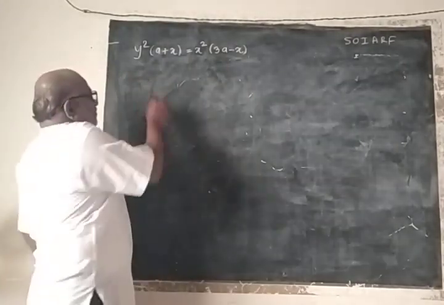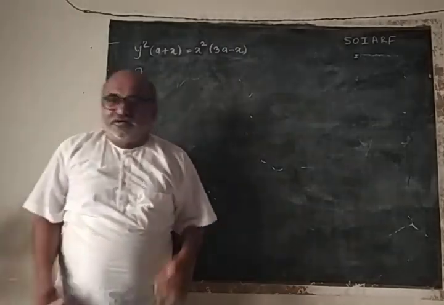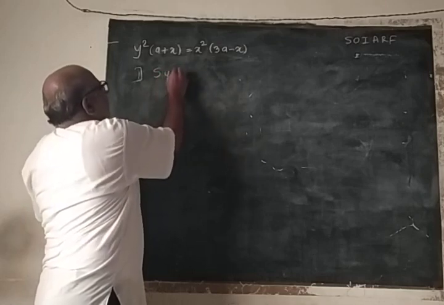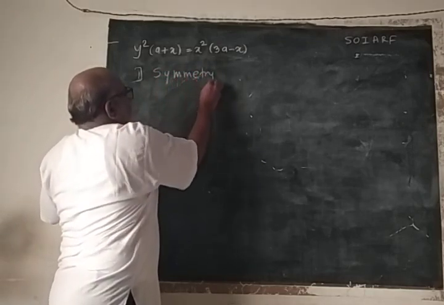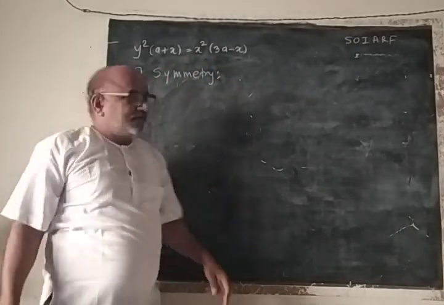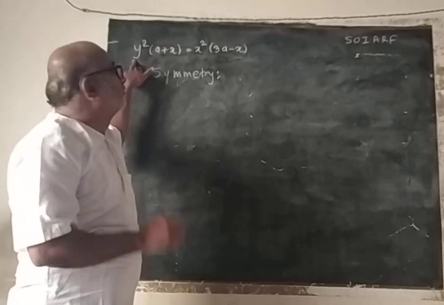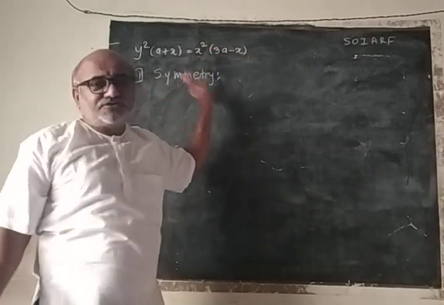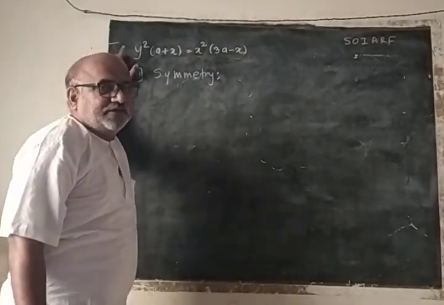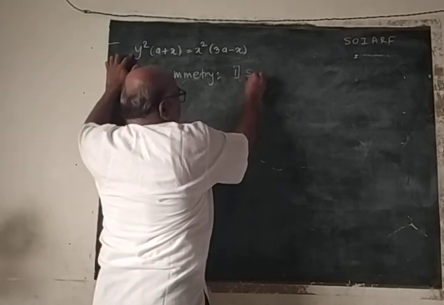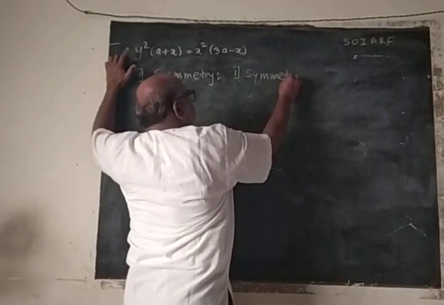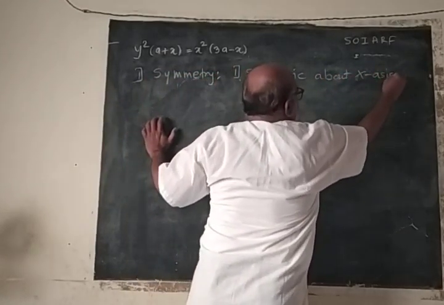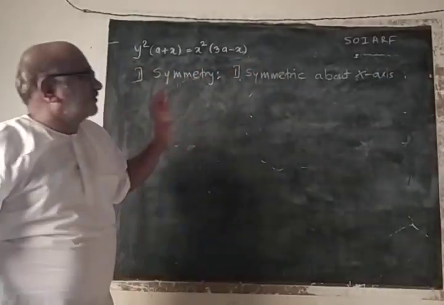We have discussed the first point of tracing, which is whether the curve is symmetric. From the equation you can see that there is a y square term, there is only an even power term. Here it is x square, but x into x square gives you x cube. Therefore, there is only symmetry about x axis. The curve is symmetric about x axis.